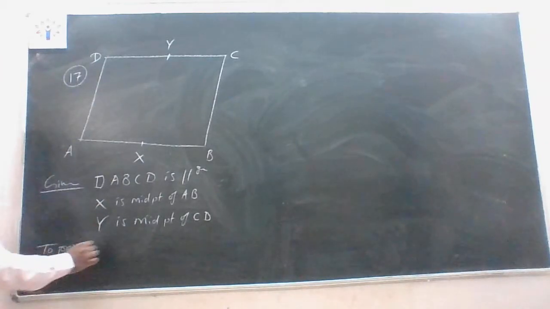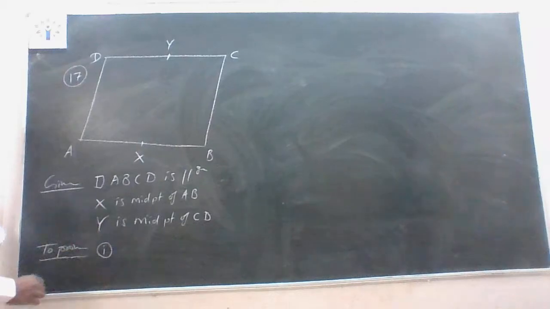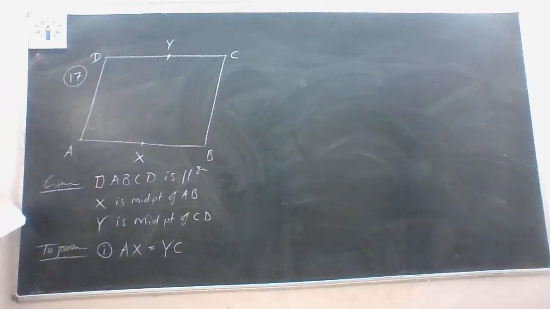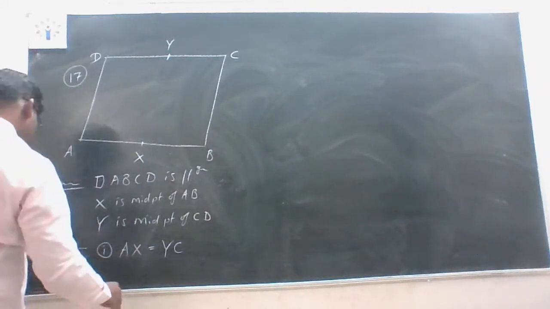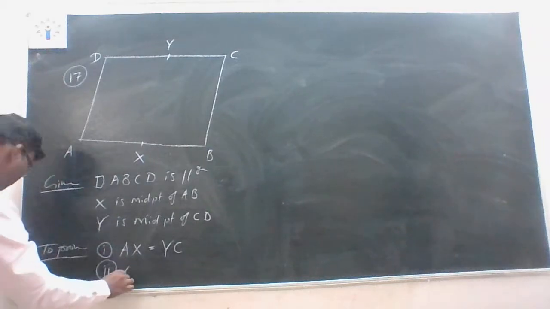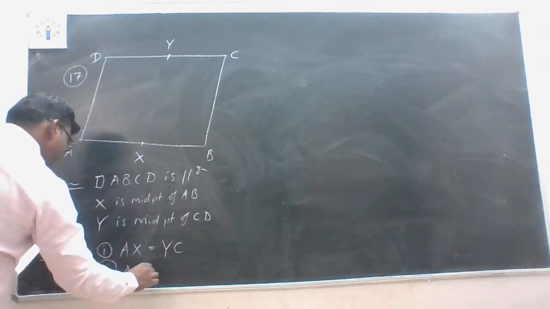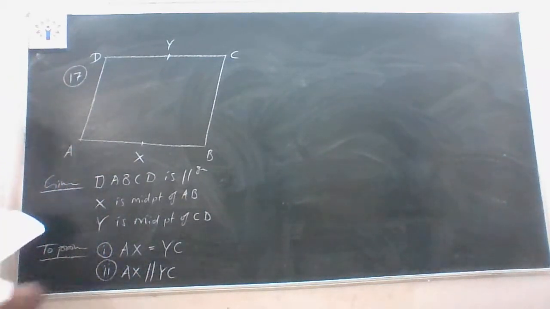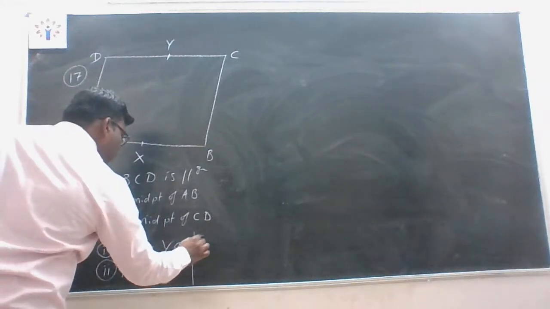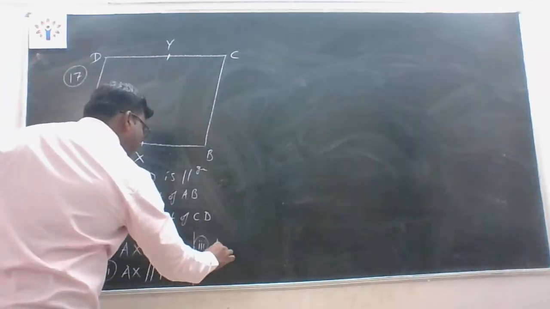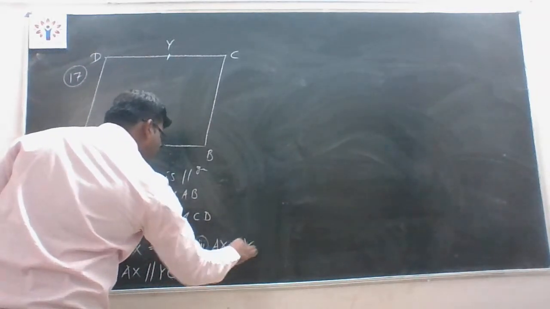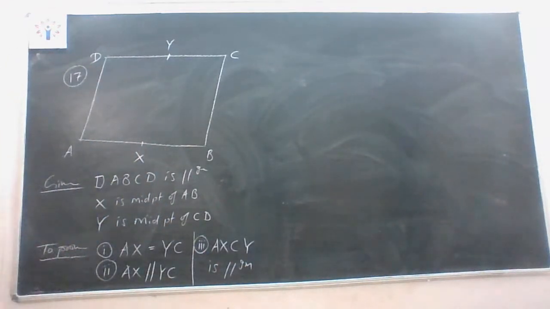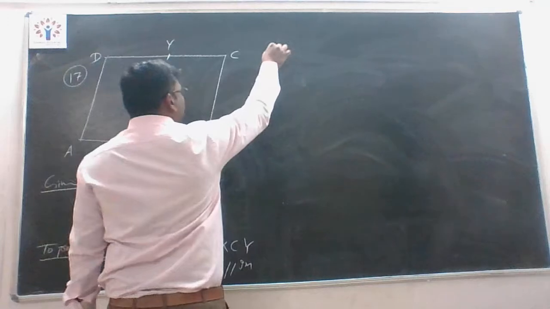To prove: what do we want to prove here? First, AX equals YC. Second, we want to prove AX is parallel to YC. And the third thing we want to show is that AXCY is a parallelogram. So these three things we want to do.